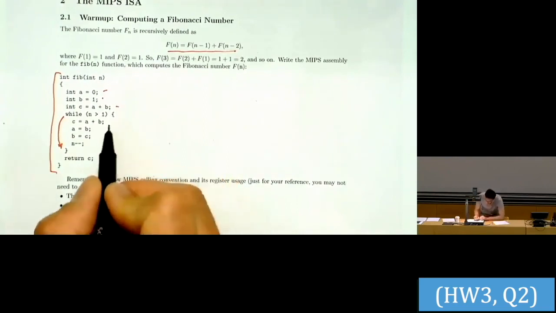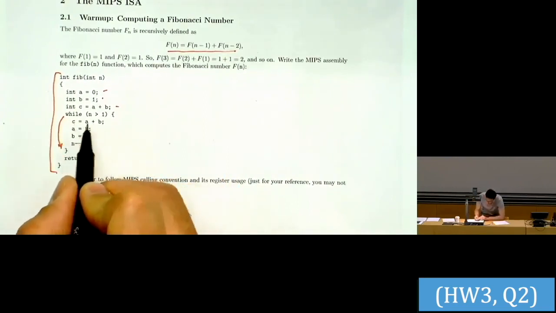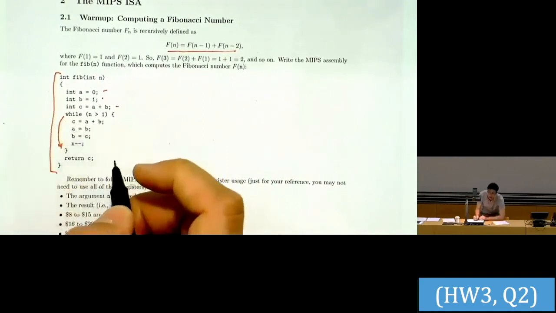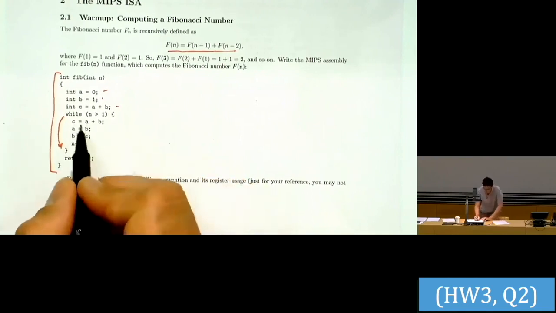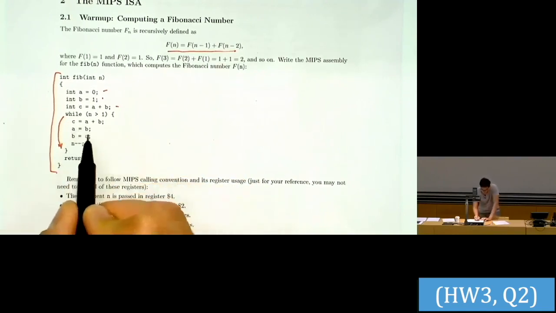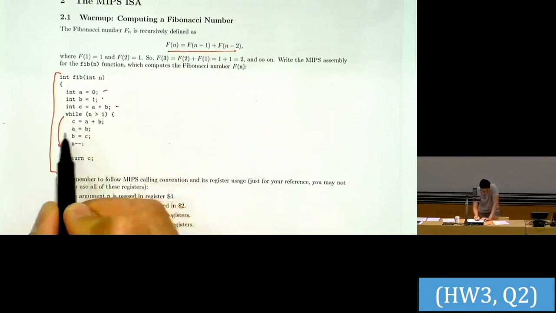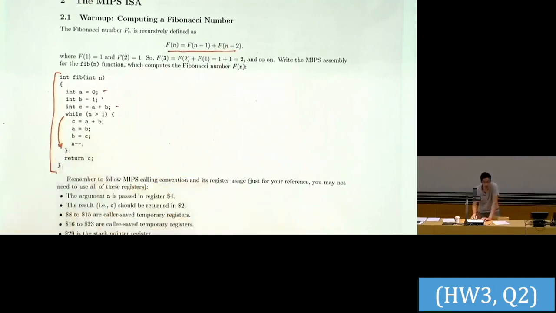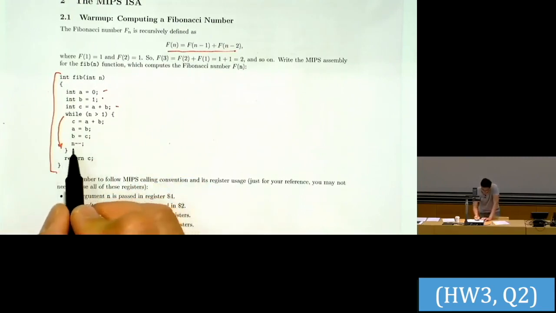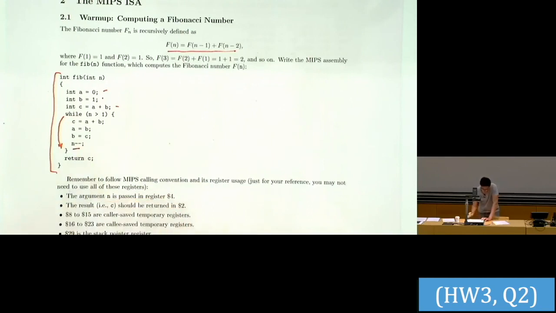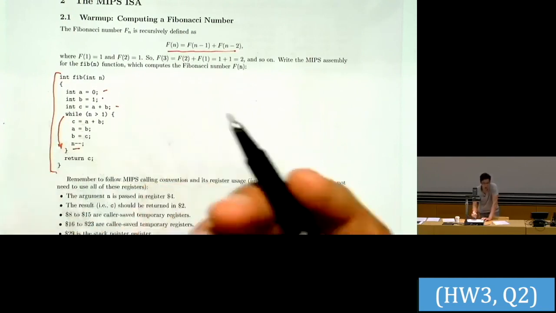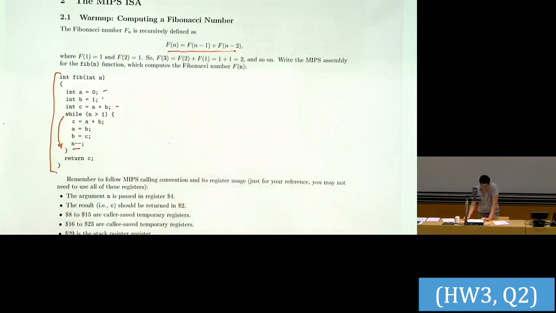And in the loop body, what we have is we first compute A plus B and store the result in C, and then we store B in A and C in B. So finally, we decrement this counter n, and we repeat the loop while n is greater than 1.